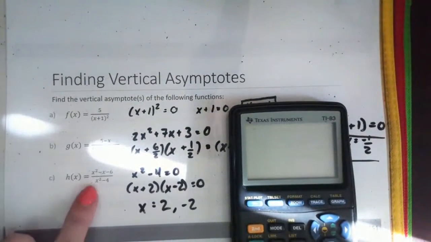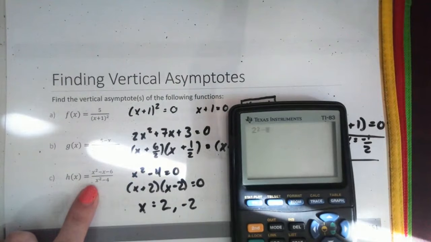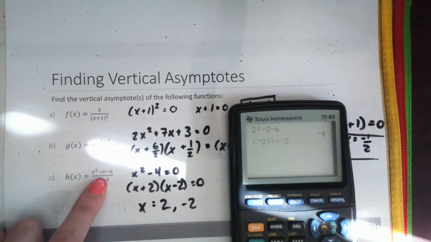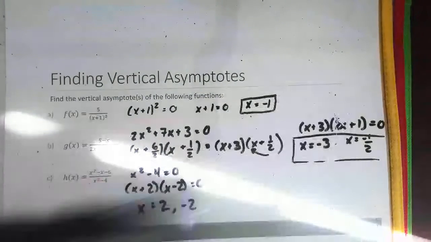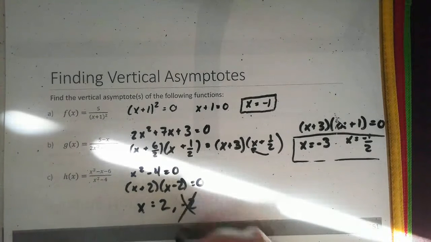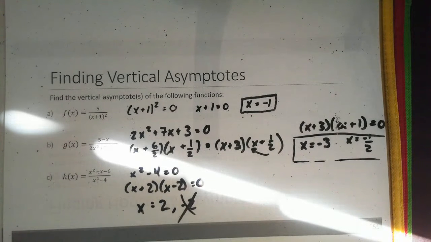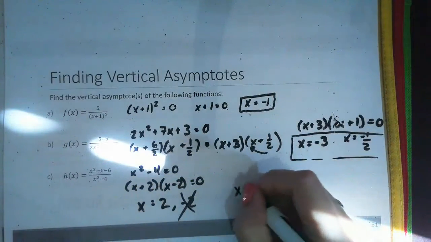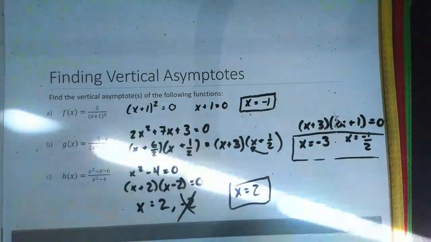So I'll plug in 2 first. 2 squared minus 2 minus 6 is -4, that's okay. -2 squared minus -2 minus 6 is equal to 0. That's the case we don't want. So if we try plugging in -2, then our numerator becomes 0, too. So that is not a vertical asymptote, that is a hole. So our only vertical asymptote is at x equals 2.